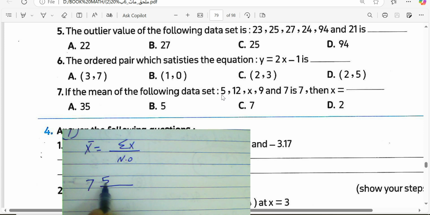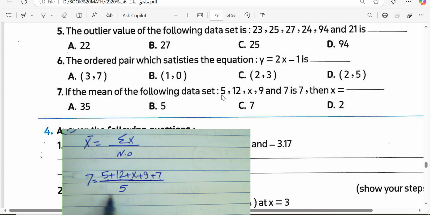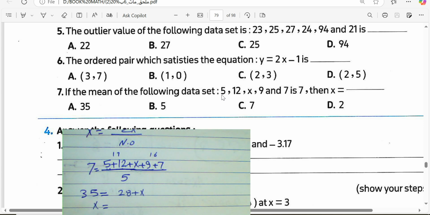We can write 5 plus 12 plus x plus 9 plus 7. There are 5 values. And then find the product: 5 times 7 equals 35. 5 plus 12 plus 9 plus 7: 5 plus 12 is 17, 9 plus 7 is 16. The sum of them equals 28. 28 plus x. The value of x equals the difference between two numbers.